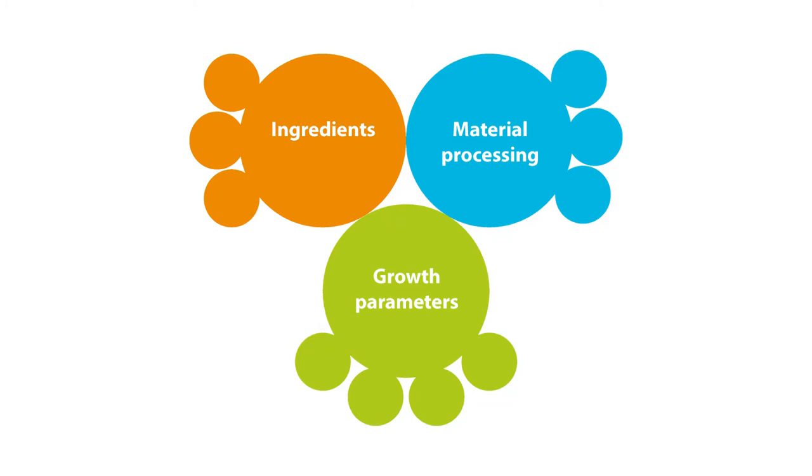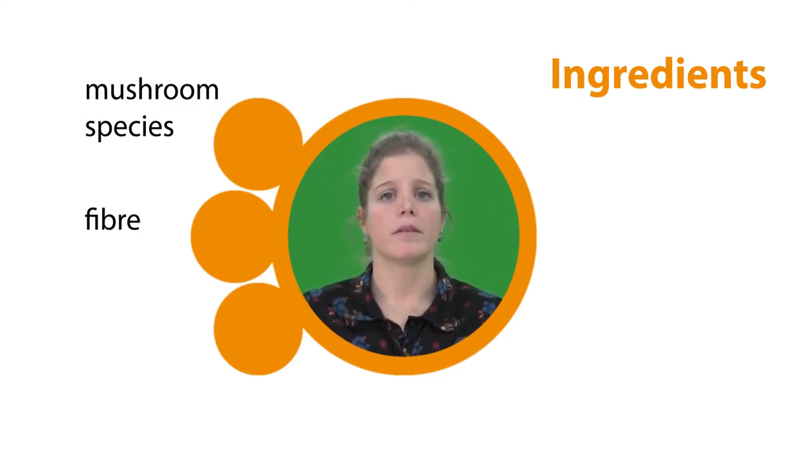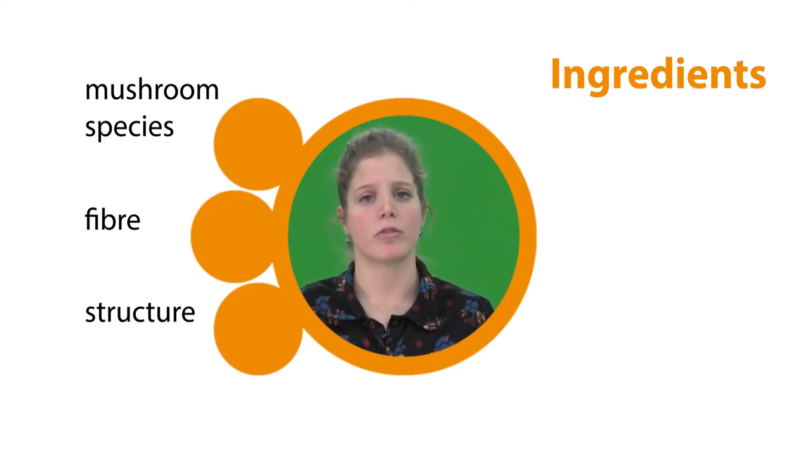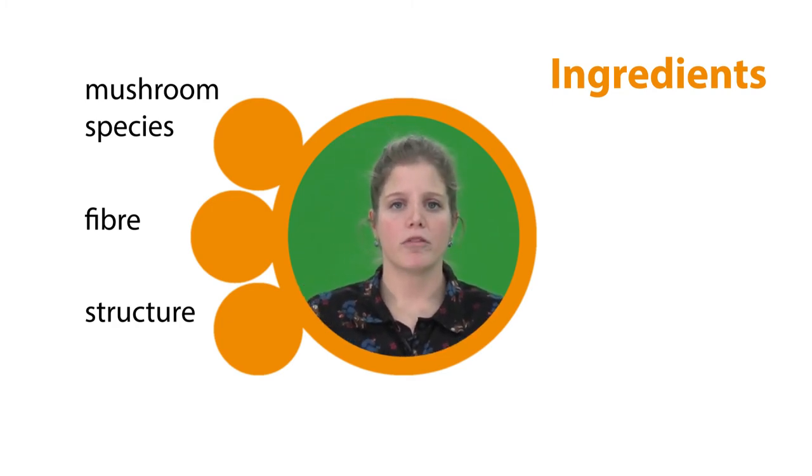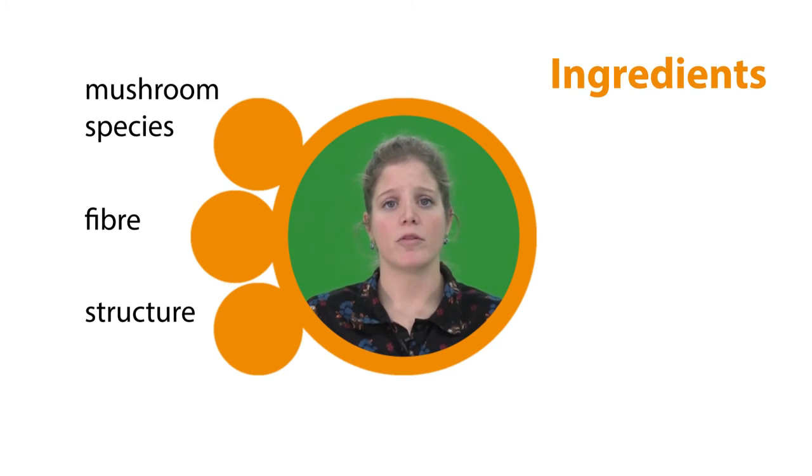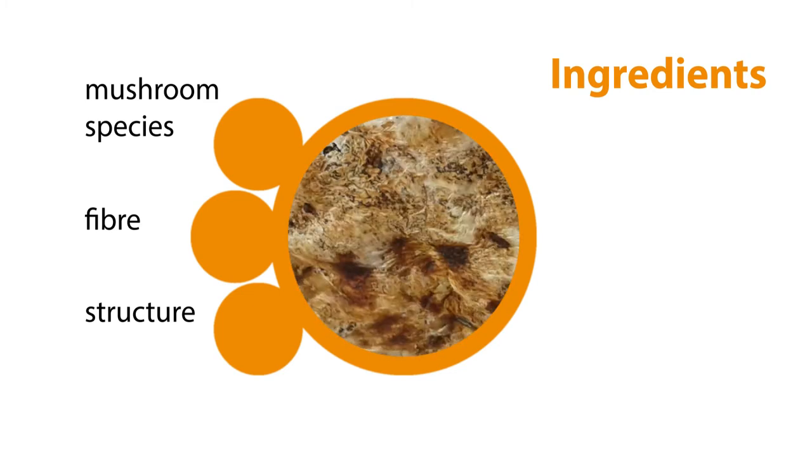We have now seen the process, but within the process, we need to consider different variables. First, we have the material ingredients, then the parameters for growth, and finally, we have the processing of the material. The material ingredients consist of the type of mycelium, so the species of mushroom, the type of substrate, and its structure. Different combinations of substrate and mycelium can influence both the growth of the mycelium and the final structure of the composite.